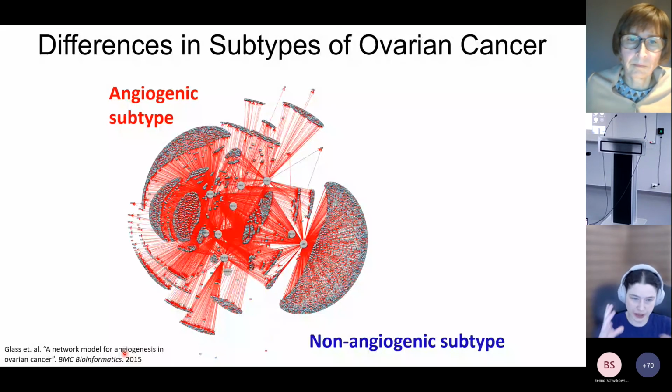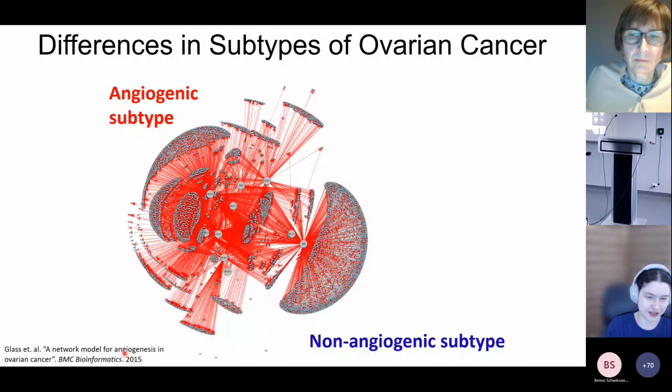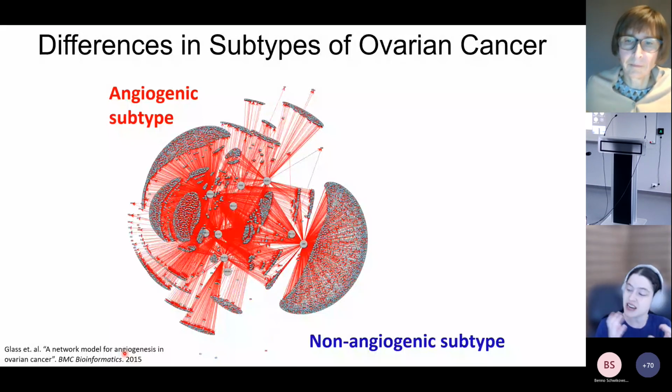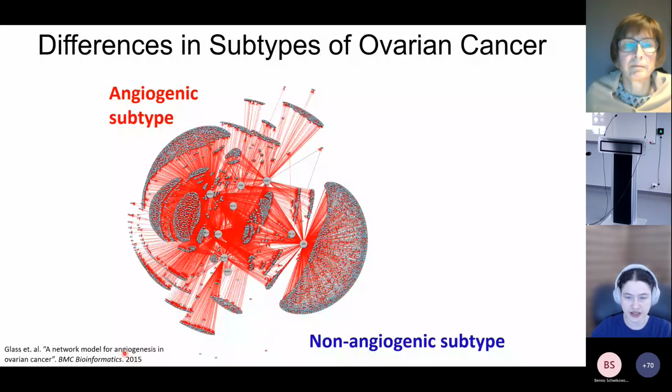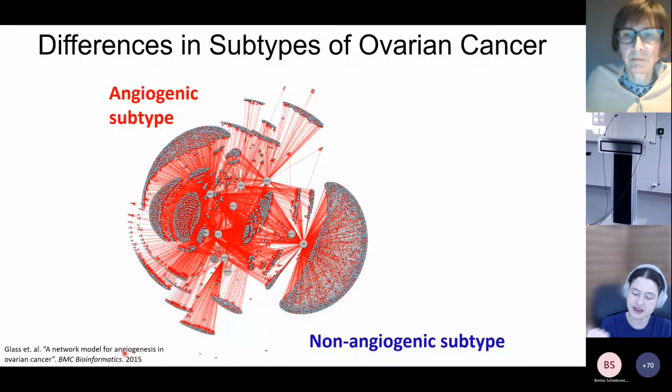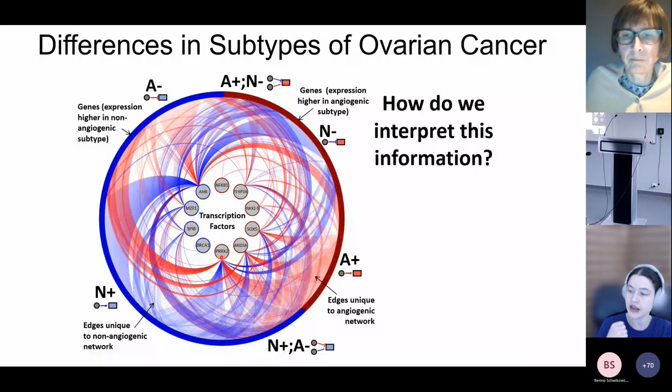So this next picture, which should look like a wheel on your screen, I'm going to start trying to describe this a little bit just in case the pictures don't match. It's just another way of looking at the network with transcription factors in the middle and genes on the outside. So let me walk you through this visualization a little bit. These transcription factors in the middle are those that we had identified as having a very, very different set of edges going out in the angiogenic subtype compared to the non-angiogenic subtype.